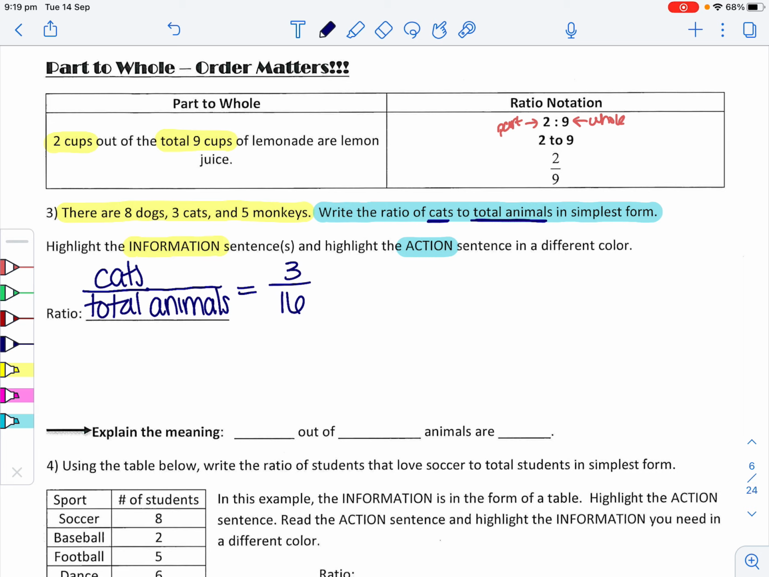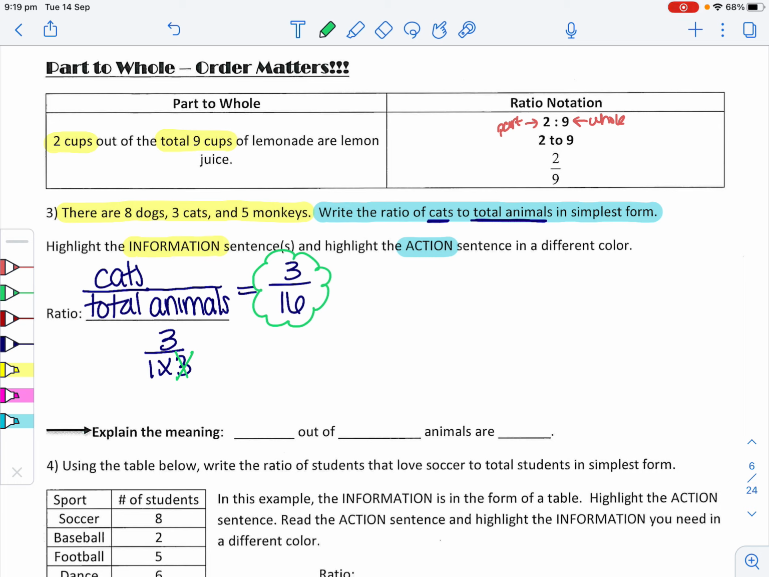It says to write it in simplest form. So I'm going to look at, can I simplify this fraction? So 3 is 1 times 3, and 3 does not go into 16. So this fraction is in simplest form already.